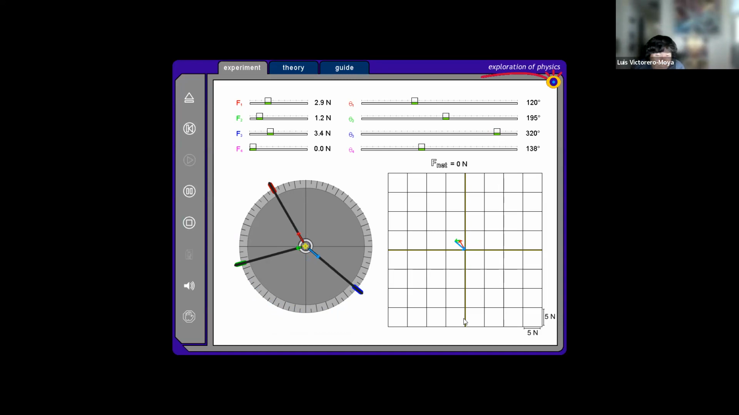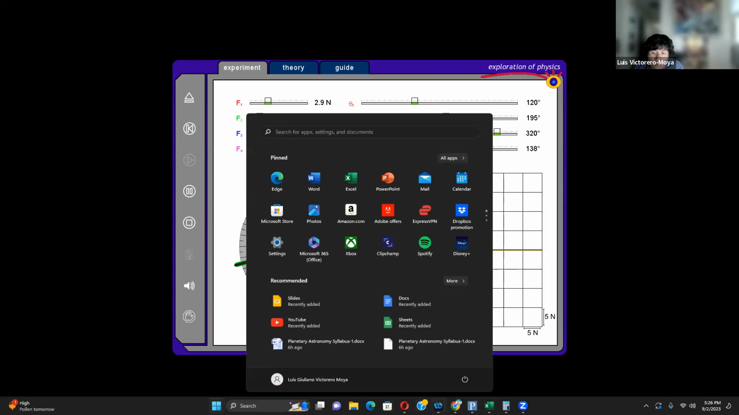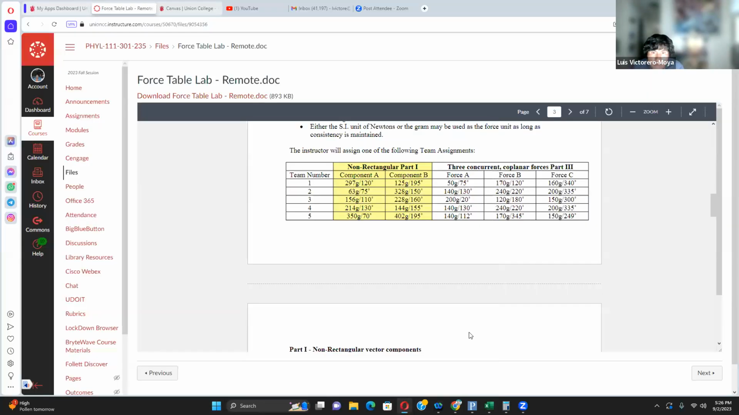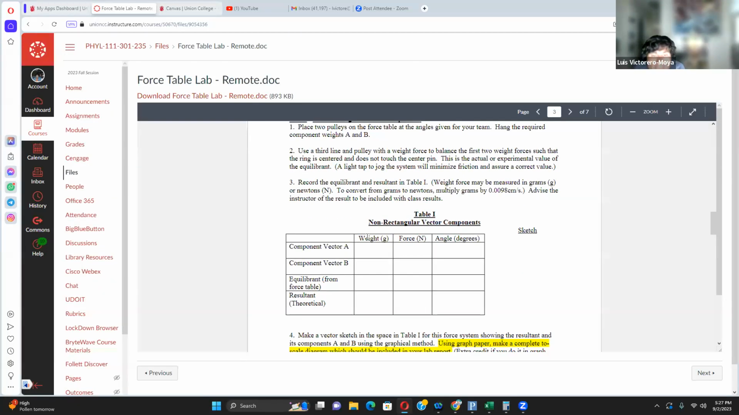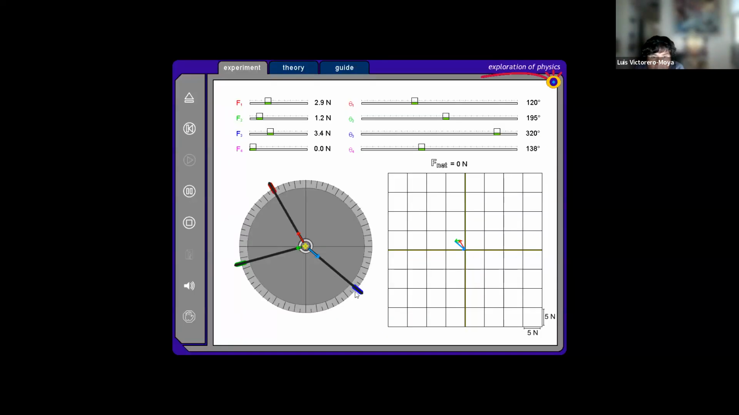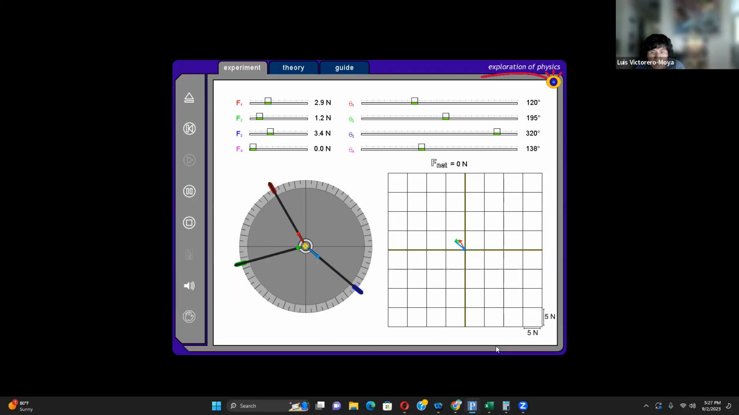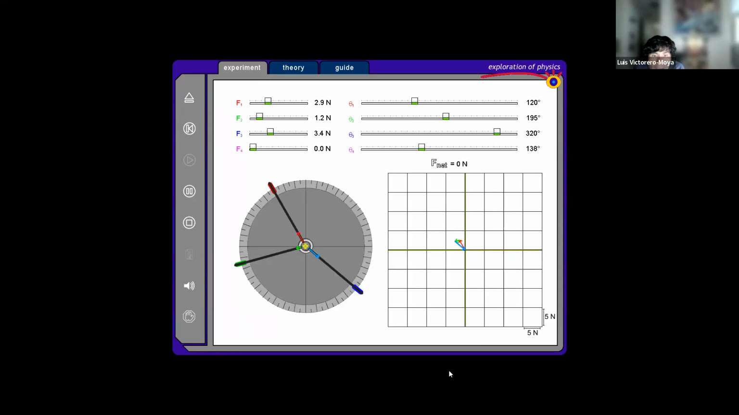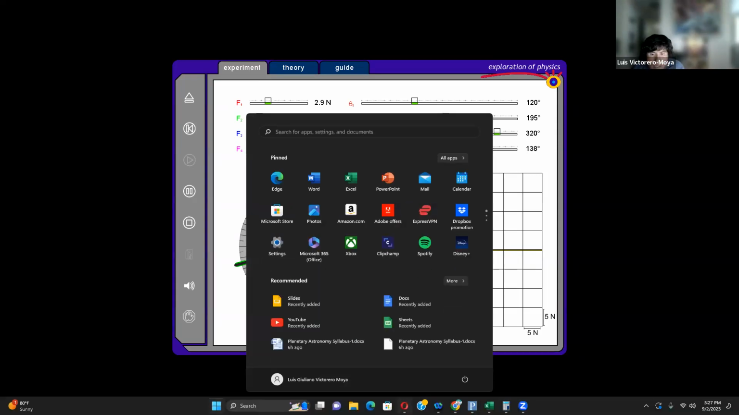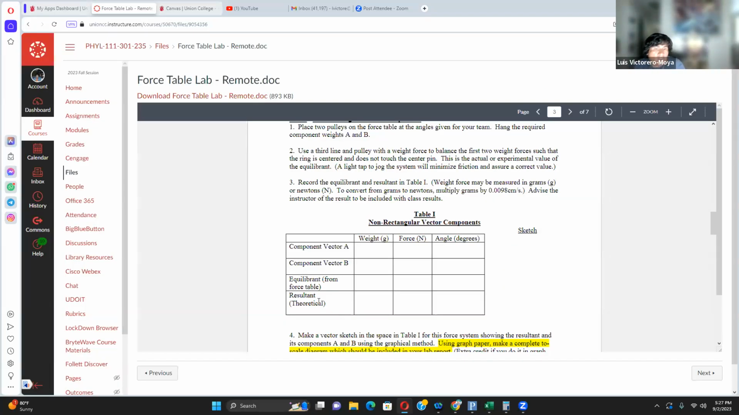Okay. So how would you fill in the table? You write the weight in grams and the value of the force like I showed you. The equilibrium force from the force table will be the one that we found. This one. 3.4 newtons at 320 degrees. The math is what you need to do in the resultant theoretical.